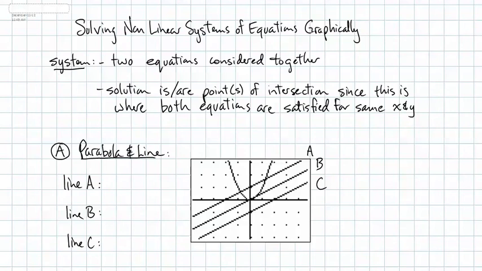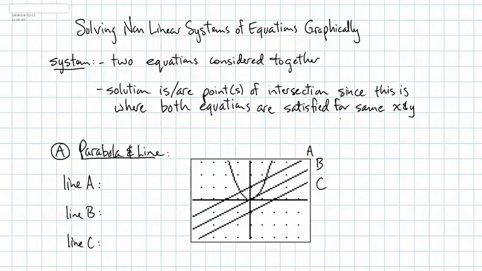Hi, this lesson is about systems of equations and how to solve them graphically. In particular, we're going to look at nonlinear systems, which are systems that have parabolas. They could be other things, but we're just going to analyze parabolas. First of all, a system is when I have two equations that I consider together at the same time. The solution for a system are any points where they intersect. That's going to be any place where they have the same x and y value.